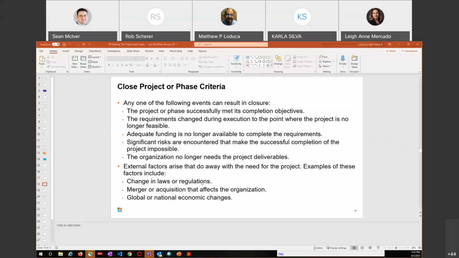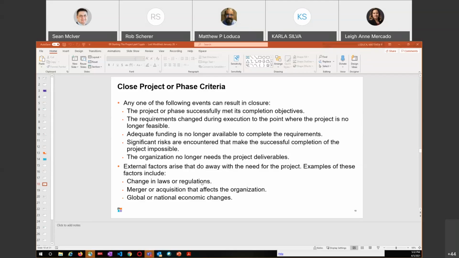Okay, close project or phase criteria. Any one of the following events can result in closure. And when I talked earlier, I kind of emphasized that the phase could terminate the project before we're really done. This is where we're going to be getting into that. So the project or phase successfully met its completion objectives. We did what we set out to do. We're finished with it. They accepted it.